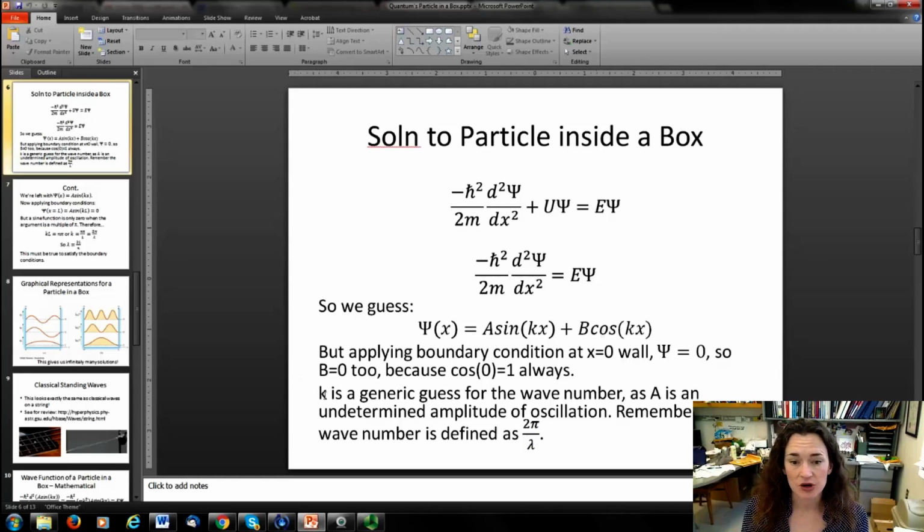Now remember, k is a generic guess here, but we know from our sines and cosines that k is going to be the wave number, which is 2 pi over lambda, to make the argument of the sine and cosine dimensionless. If you're a little confused about what I mean by that, just quickly look it up in any introductory physics book and you'll see that what I'm saying is true. Okay, so k is our wave number and it's equal to 2 pi over lambda, and it's a generic undetermined constant, which means that we don't know what our wavelength is yet, which is fine.